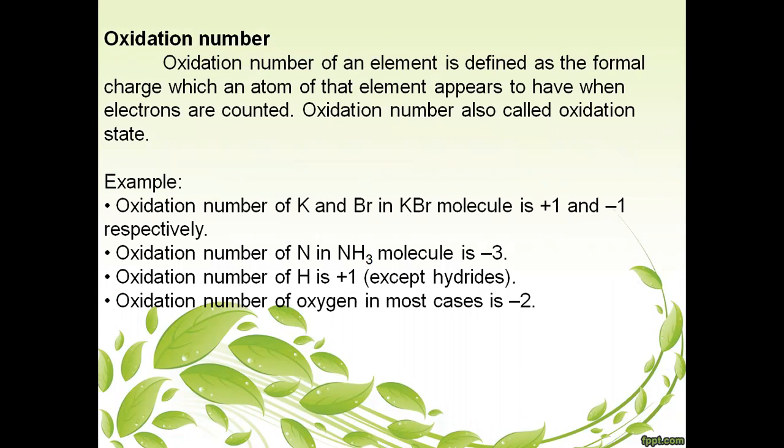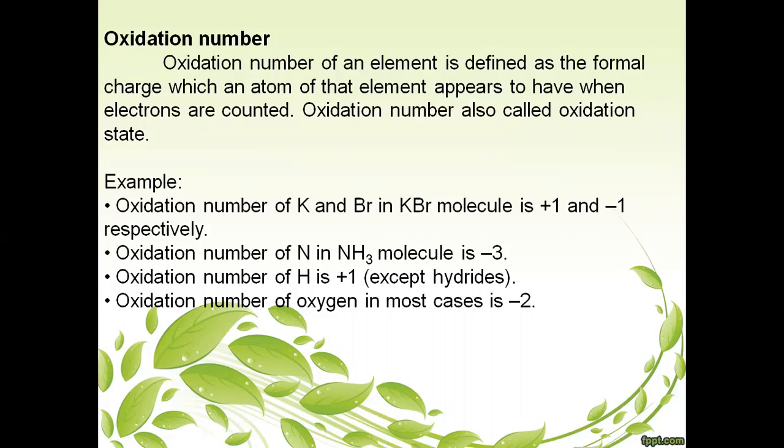So how to find out the oxidation number for the atoms? The oxidation number of an element is defined as the formal charge which an atom of that element appears to have when electrons are counted. The oxidation number is also called the oxidation state. We take one atom and see how many electrons it gains or loses. That is called the oxidation number.